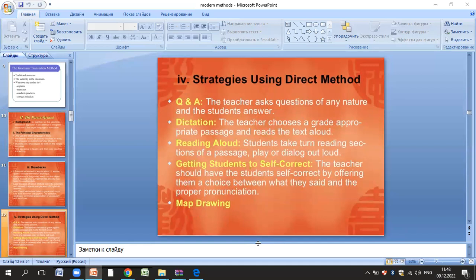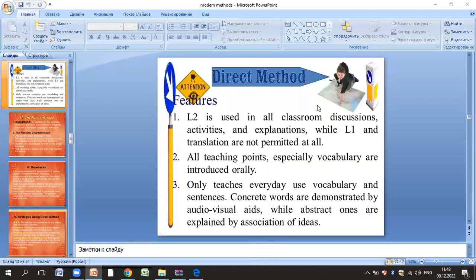Strategies using the direct method: the teacher asks questions of any nature and the students answer. Dictation: the teacher chooses a grade-appropriate passage and reads the text aloud. Reading aloud: the students take turns reading sections of a passage or playing a dialogue out loud. Getting students to self-correct: the teacher has the students self-correct by offering them a choice between what they said and its proper pronunciation.